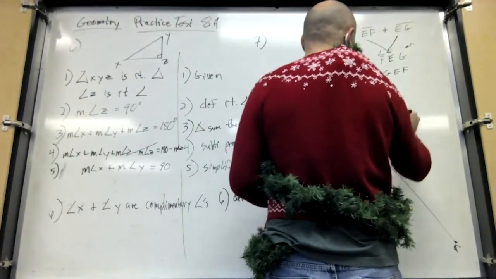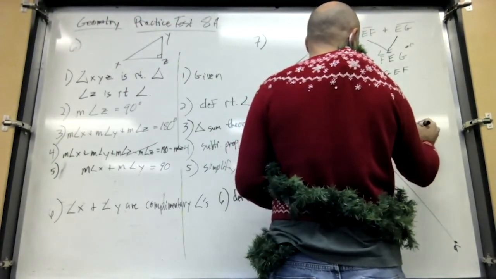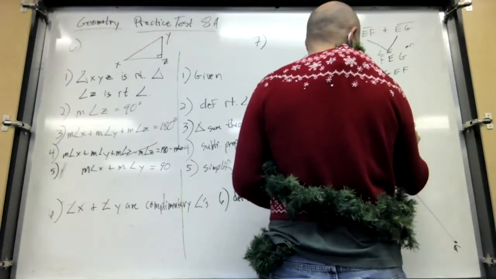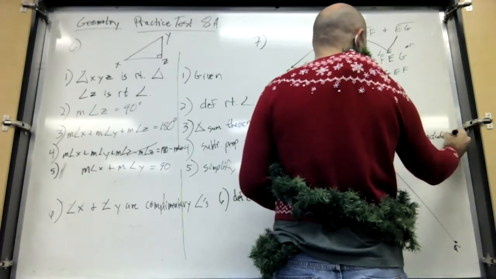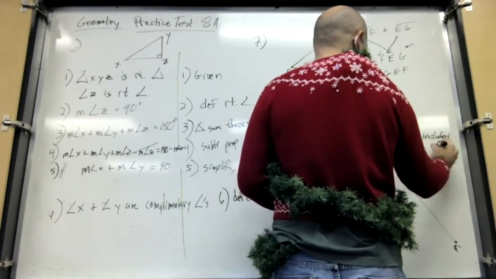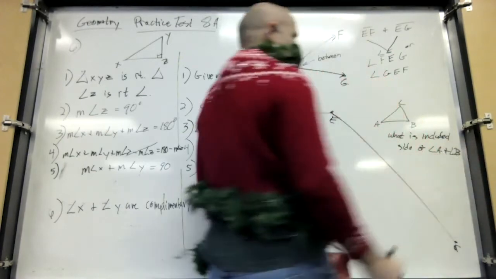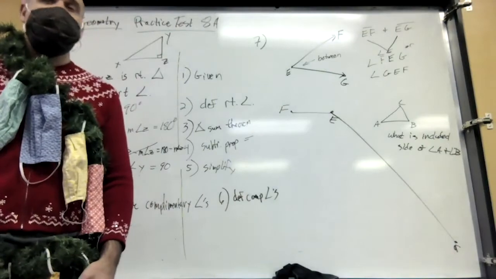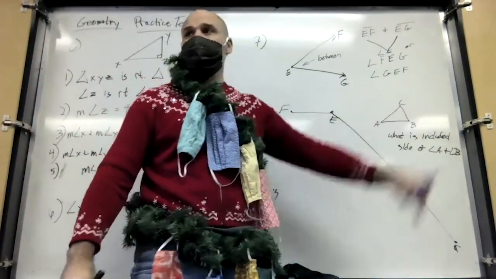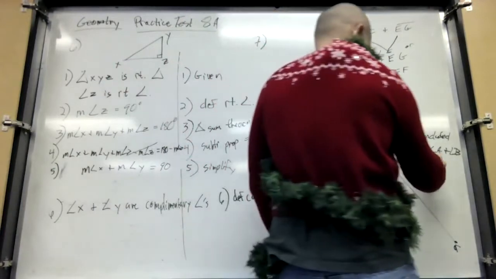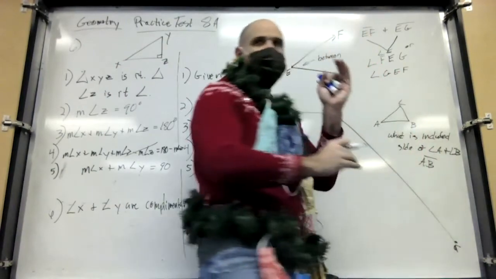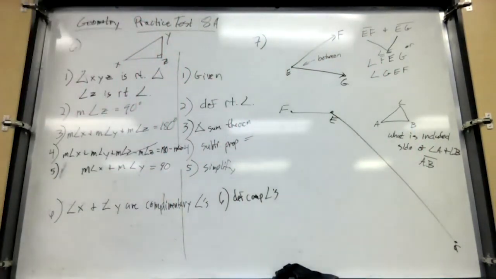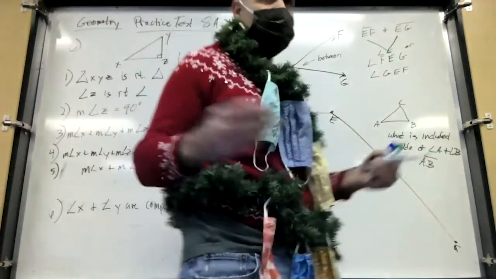Now on the test, it might go the other way and say, on this triangle ABC, what is the included side of angle A and angle B? Included means the thing in between. So what side is in between A and B? AB. Here's angle A, here's angle B. The side in between them is AB. So it might give you that question too. When you see the word included, that's the thing that's in between the two figures.